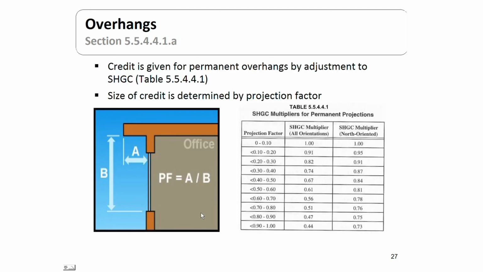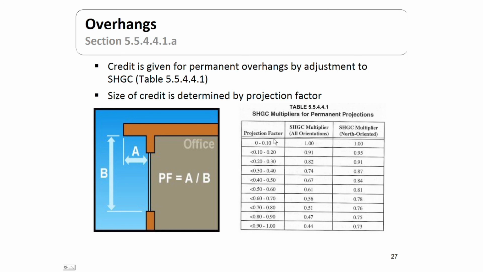Okay, here's the specific of that. Your credit is given for the permanent overhang by using this adjustment in the table. First of all, look at the geometry of the overhang versus the window. The overhang dimension, A, is measured from the glass out to the outer edge of the overhang. And the vertical dimension, B, is measured from the window sill up to the lower edge of the overhang. So divide A over B, and that's called the projection factor, PF.